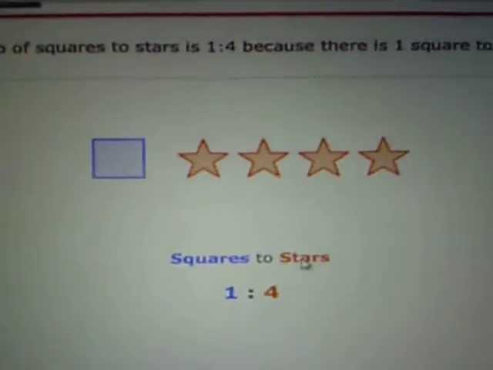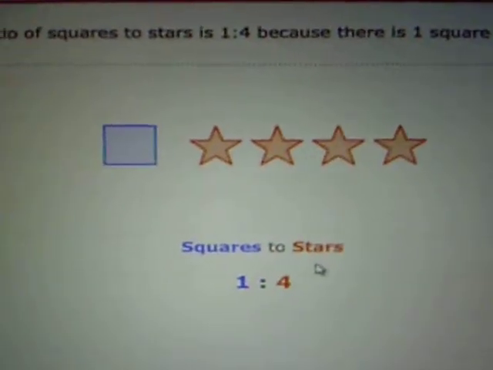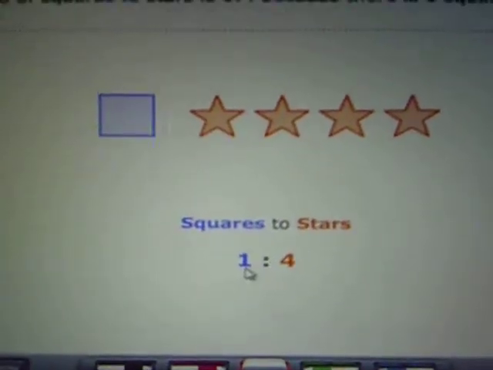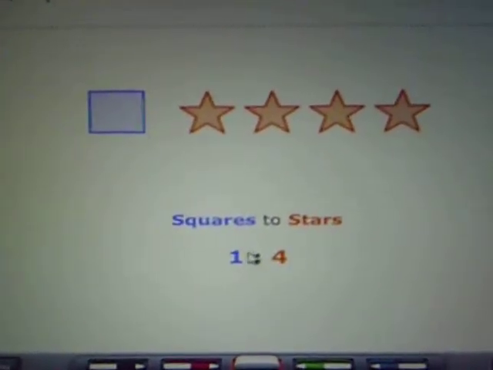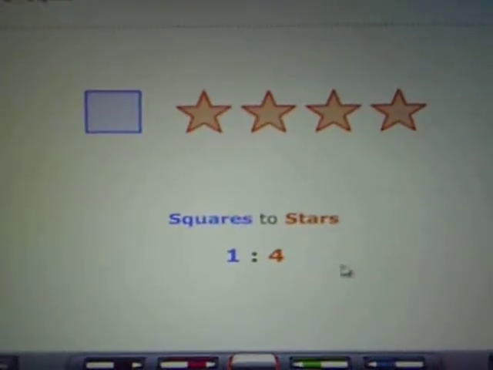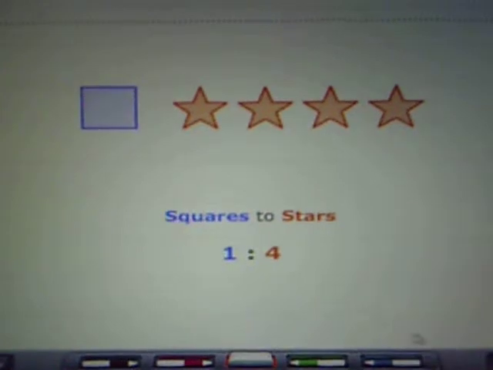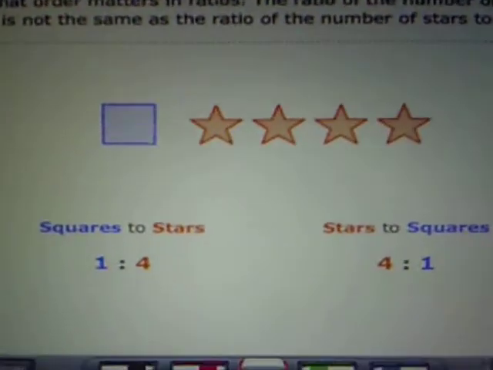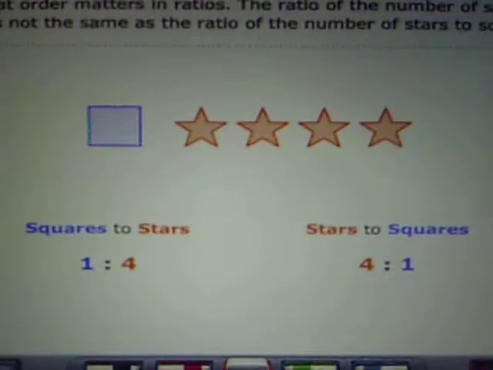So we can say that the ratio of squares to stars is 1 to 4. And again, you can say that 3 different ways: with the word to, with a colon like it is here, or you can put it as a fraction, 1 over 4. Now, the order is important for ratios, as I mentioned before.